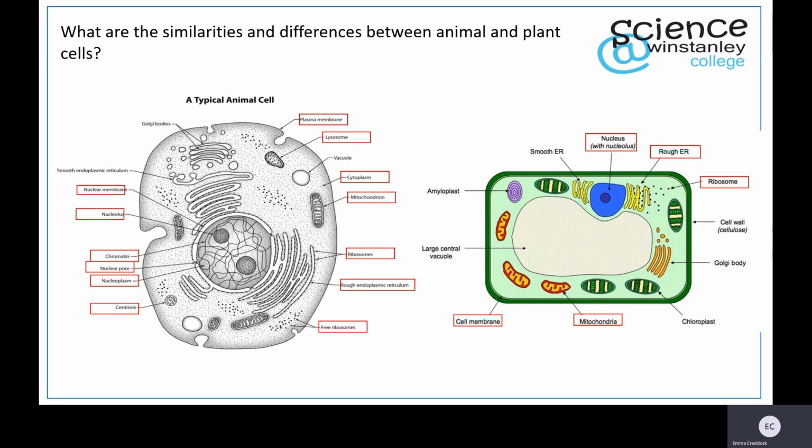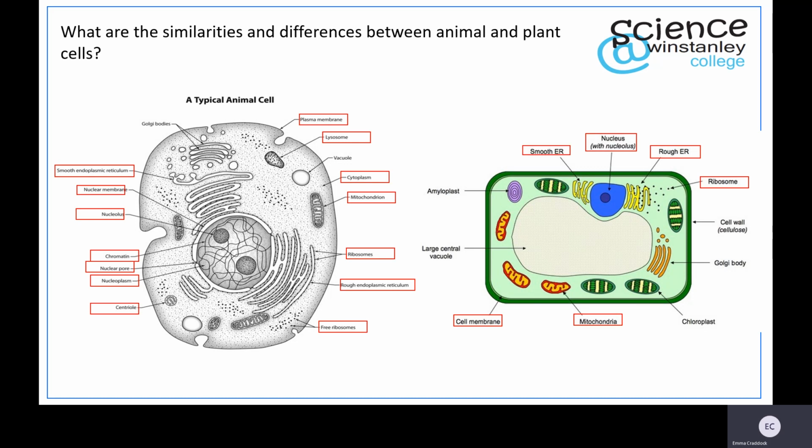Both cells have a nucleus, and although it's not shown on the plant cell diagram, that nucleus is broken down into your nuclear membrane, your nucleolus, where you have synthesis of ribosomes, the chromatin, that genetic information, your nuclear pore, which allows things to leave a nucleus, such as mRNA, and nucleoplasm, which is that cytoplasm-like substance that's found in your nucleus.